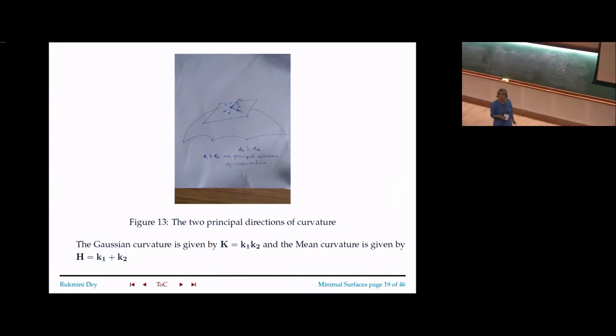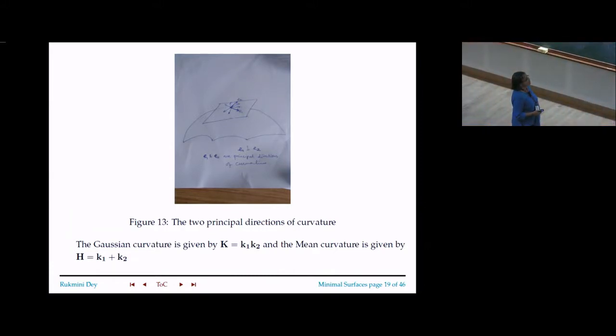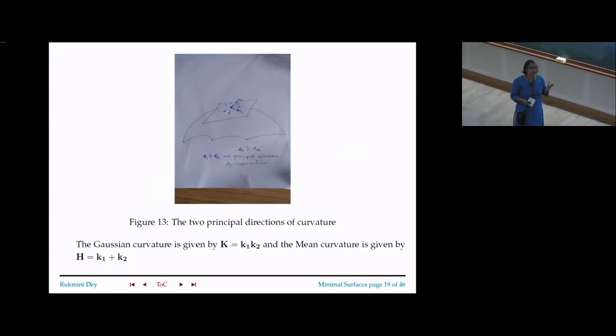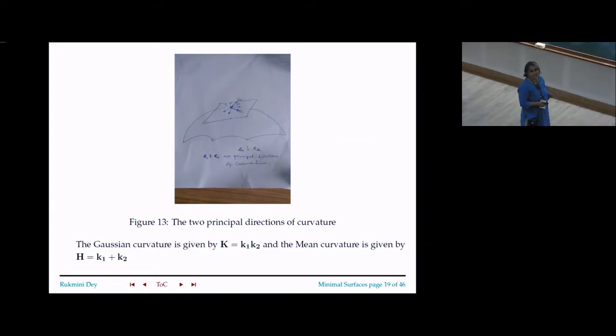and K1 and K2 are called principal curvatures. Out of this K1 and K2, we can construct what is known as the Gaussian curvature, which is K1 times K2, and the mean curvature, which is K1 plus K2. These are the only two curvatures you really need to characterize the surface: K1 K2 and K1 plus K2. So this is called the Gaussian curvature and this is called the mean curvature.